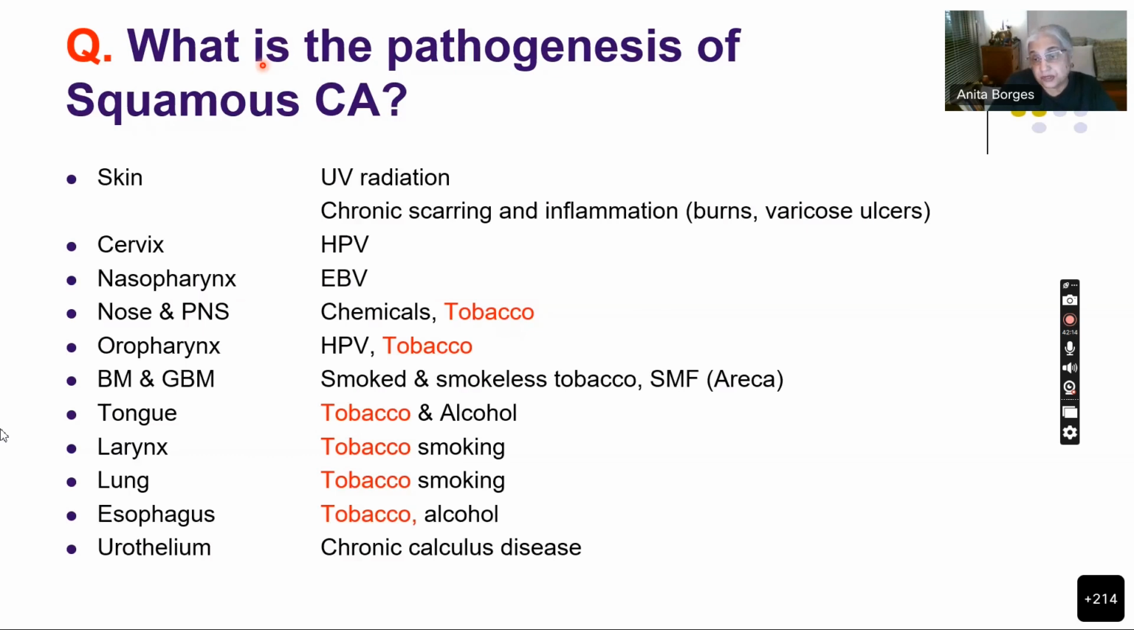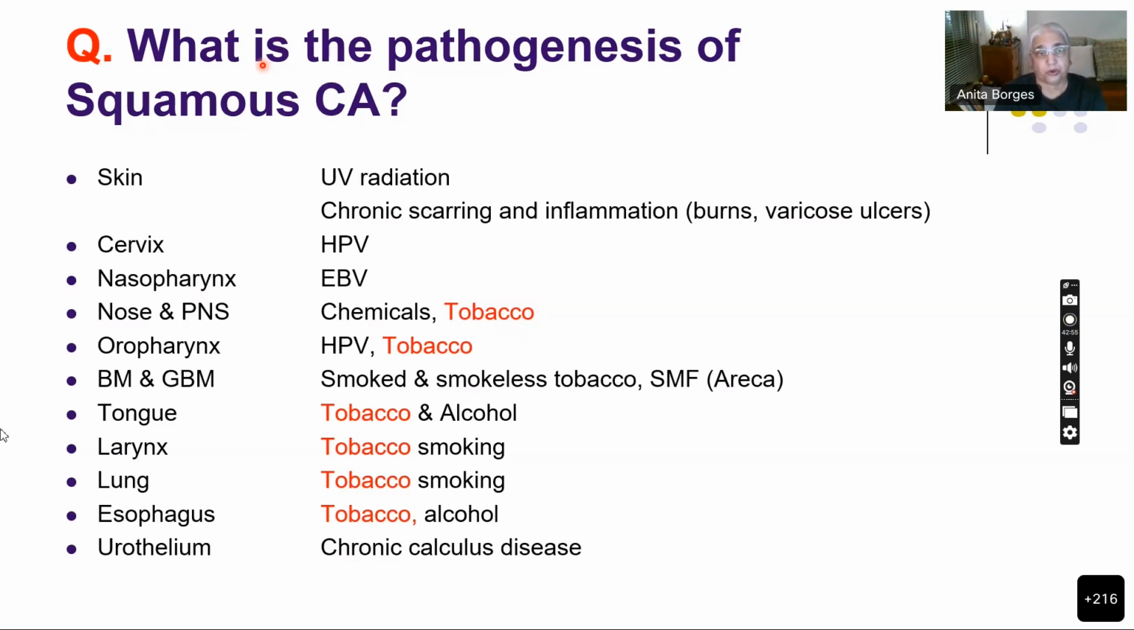The cervix we just talked about, that's HPV. We have the nasopharynx, which is EBV, and EBV has effects on genes that are involved in proliferation. For instance, in Burkitt, c-MYC is an extremely important gene, and EBV acts through c-MYC. Then you have the nose and paranasal sinuses, where you get squamous carcinoma from chemicals, for those working in some of these industries, and of course tobacco.